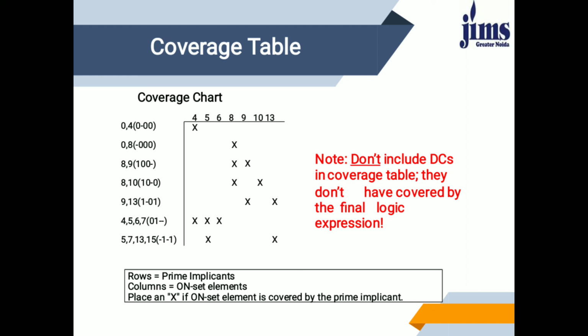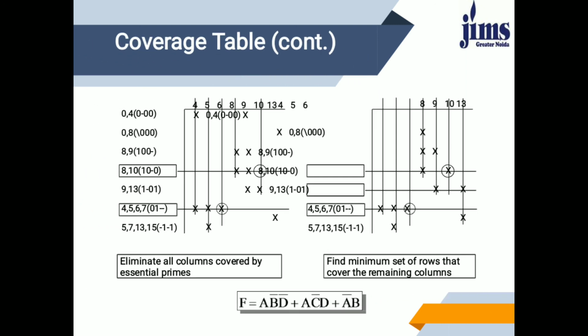Here rows are prime implicants, columns are onset elements. We write X if an onset element is covered by a prime implicant. Now using this coverage table, we will finalize which element we need to eliminate and find the minimum set of rows that cover the remaining columns.